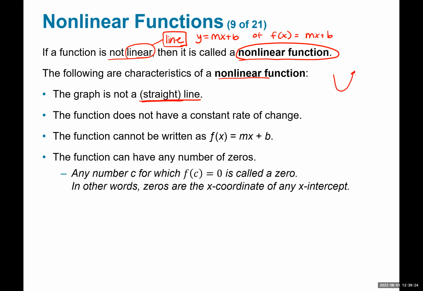So if you have something like this, nonlinear. Something like this, nonlinear. Something that look like that, nonlinear. Anything with curves, not linear. A function that does not have a constant rate of change. Remember that rate of change, that slope? If it don't have a slope, it's not linear. And that means it cannot be written in this form.